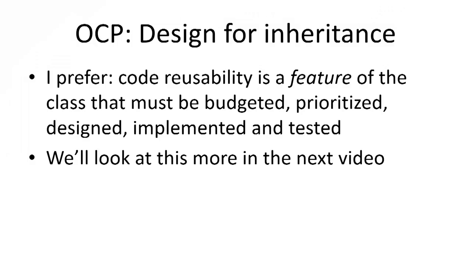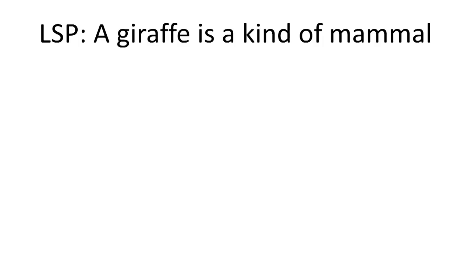So I prefer thinking that code reusability is a feature, and that has to be budgeted and prioritized and designed and implemented and tested just like any other feature. And so think very carefully before you say, you know what, I'm going to make my class wide open to extension by anybody who wants to extend it, because you might be providing something that's actually not giving them the features that they need in order to effectively extend your class. Those things have to be designed in. We're going to talk about this more in the next video.